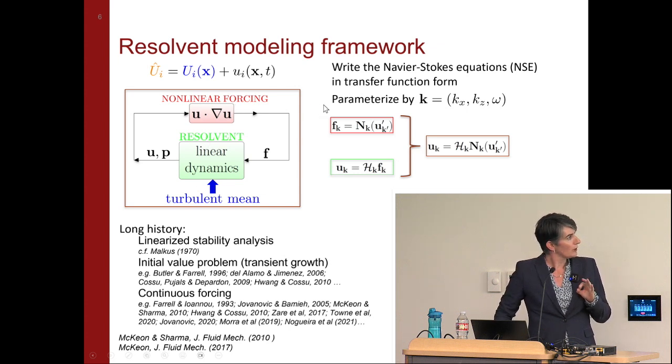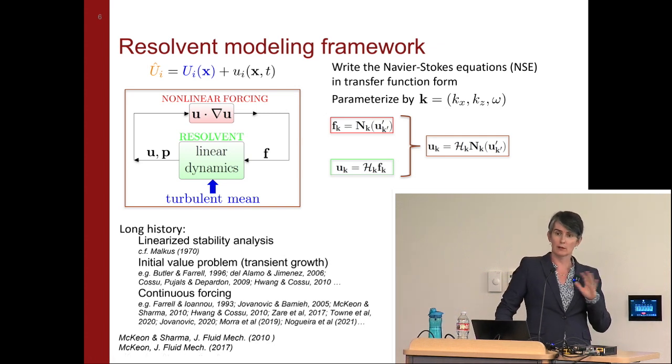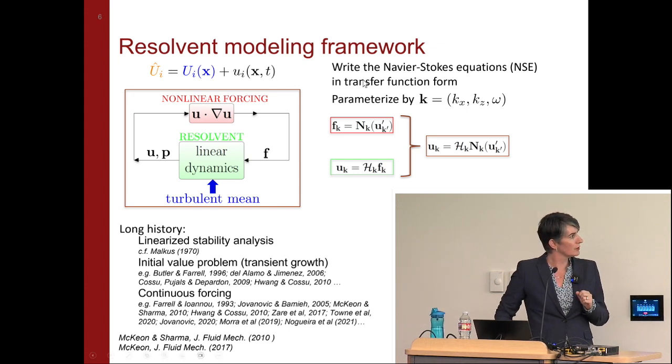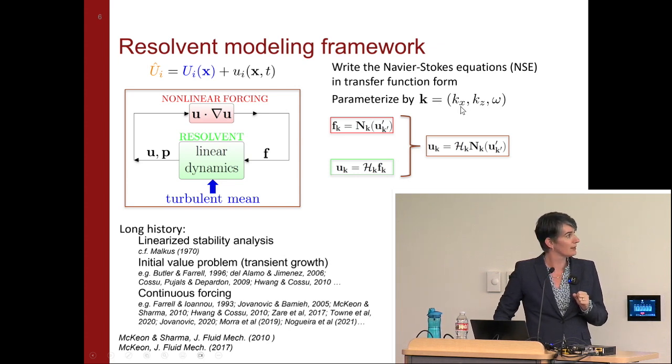So for what we'll look at today, I'm going to focus on a channel flow. We can do this for spatially developing flows. There's a reason to do this in terms of this parameterization. So we'll parameterize in the homogeneous directions. So kx and kz are the streamwise and spanwise wave numbers, and omega is the temporal frequency. So we're assuming a flow that is periodic in the streamwise and spanwise directions and homogeneous in time. And I'll denote that by this bold k.